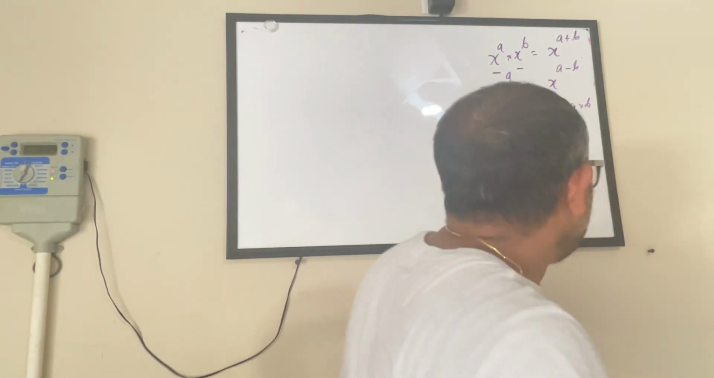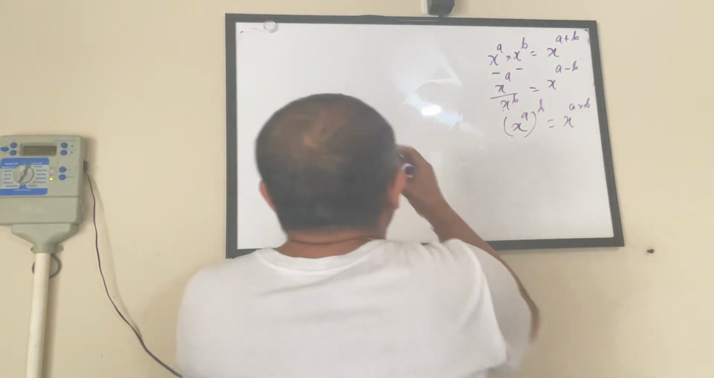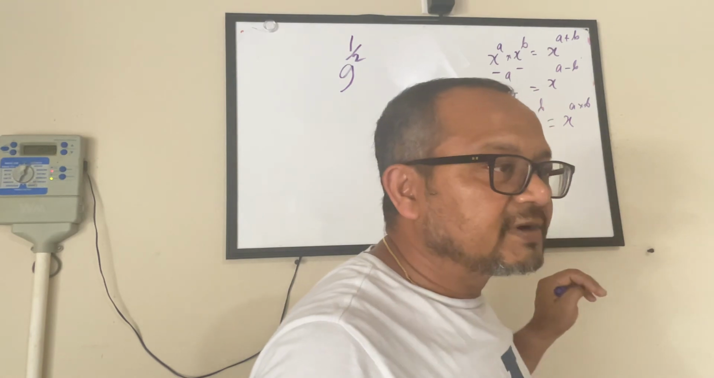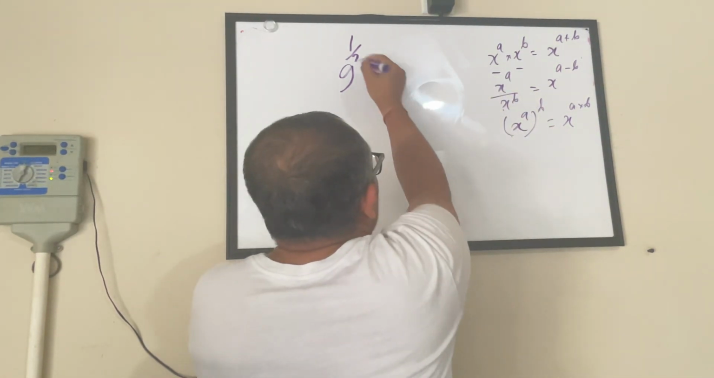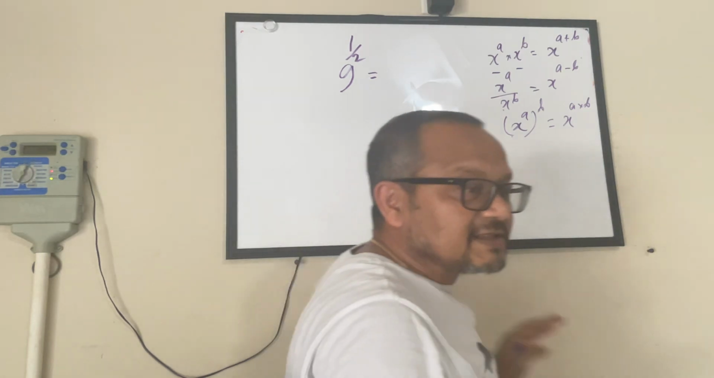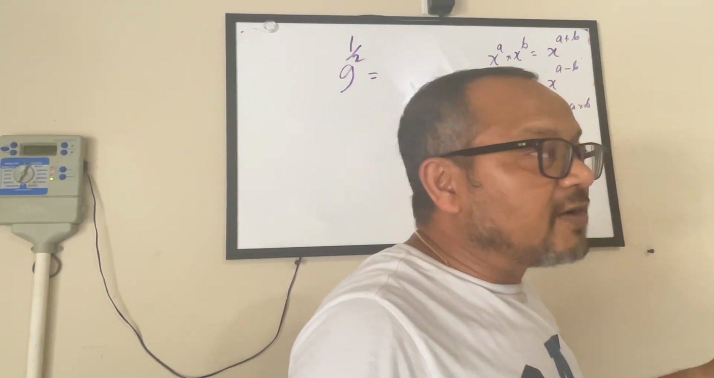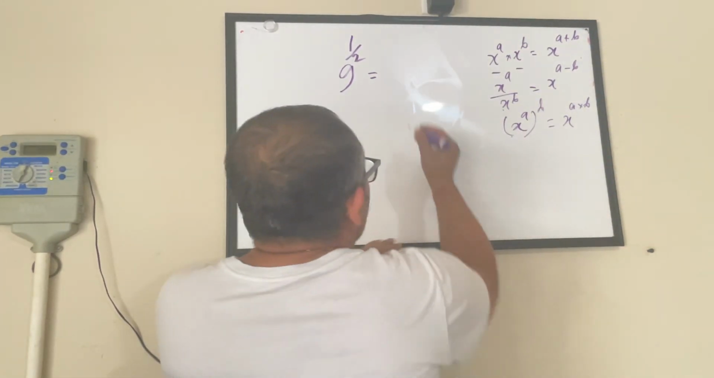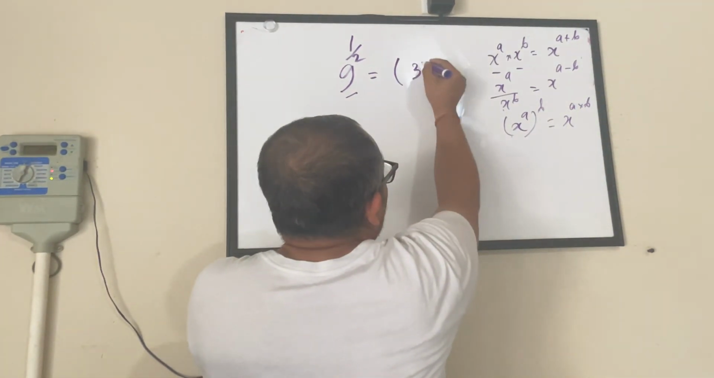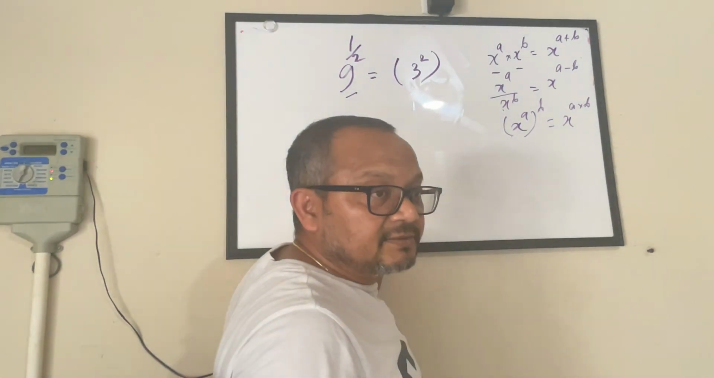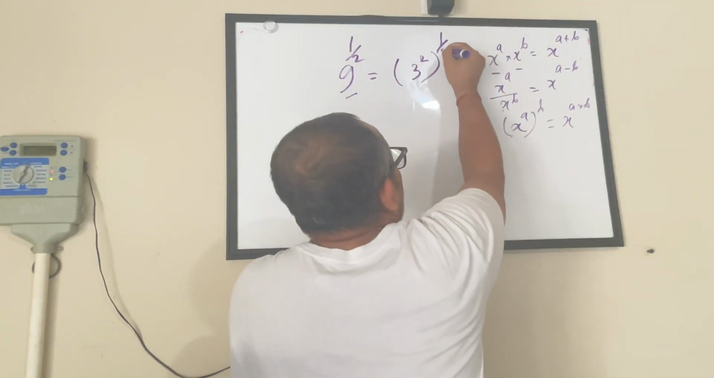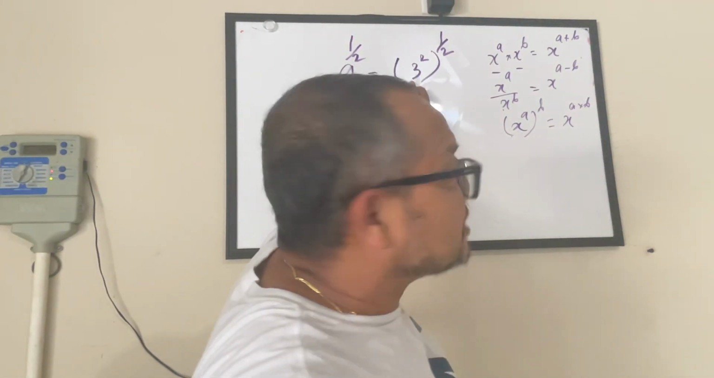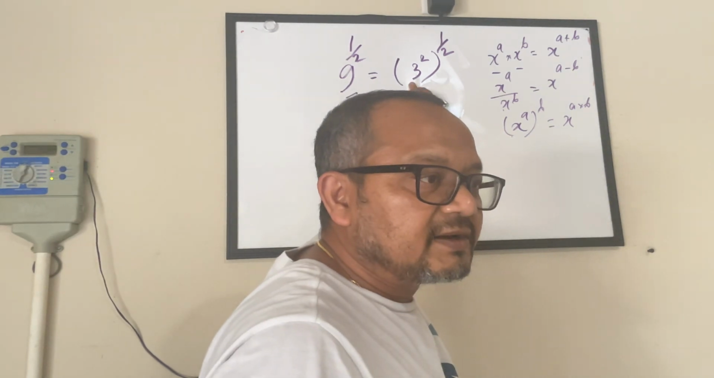Now coming back to the problem we were trying to solve, 9 to the power 1 by 2. Let's not get into the problem of square root, cube root. Let's do basic operations and see if we can solve it. 9 I can always write as 3 to the power 2. So far so good. I'm not changing anything. I just wrote 9 as a square of 3.